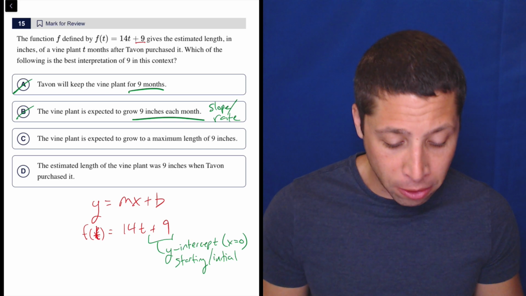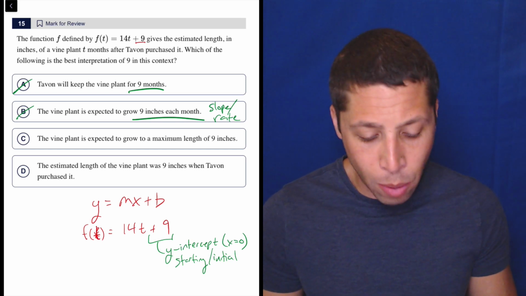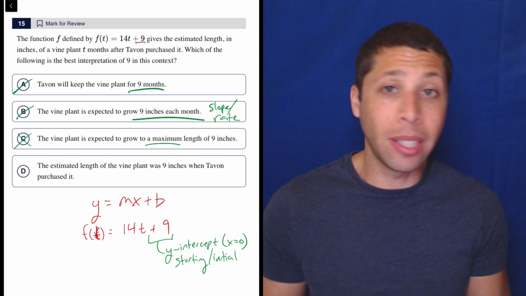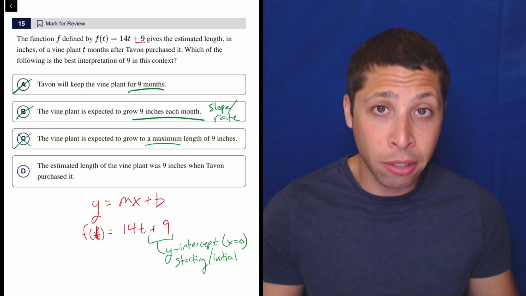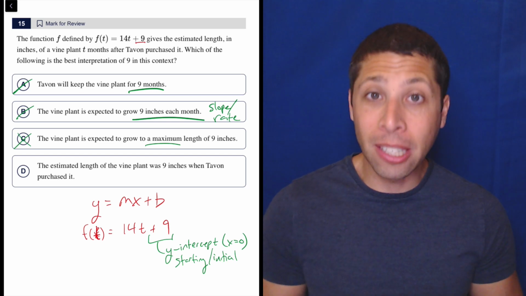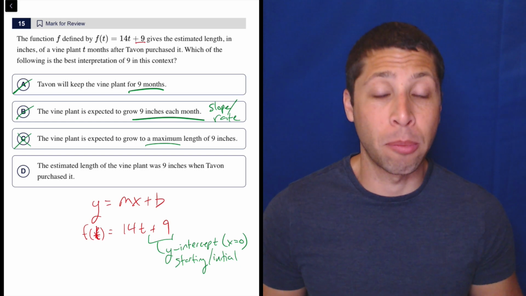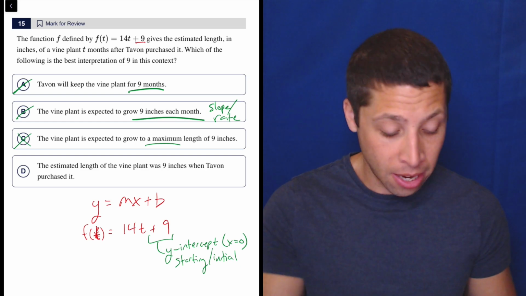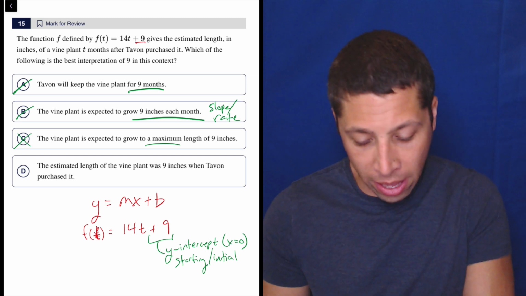C, the vine plant is expected to grow to a maximum length of 9 inches. Well, lines don't have maximums. They go up forever. So this is not a concept that we would ever really see as an answer on a question involving a linear equation. However, parabolas, quadratic equations, those have maximums when they open upside down. So there could be a maximum or vertex for one of those questions. So that's why that's there.